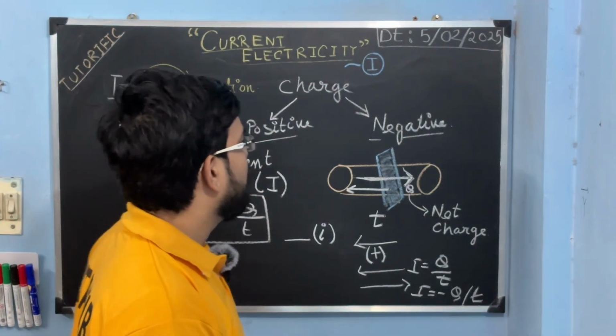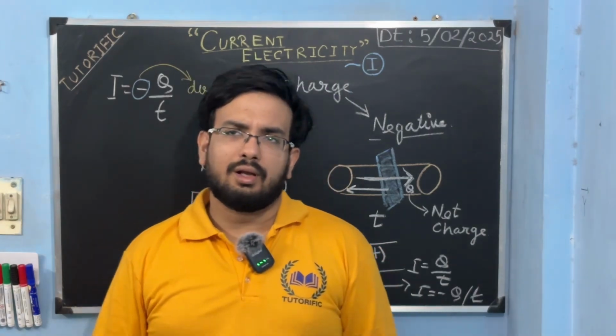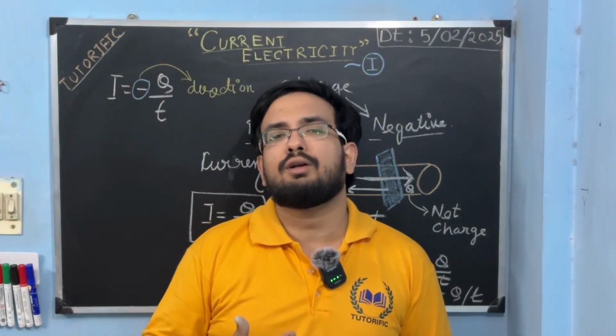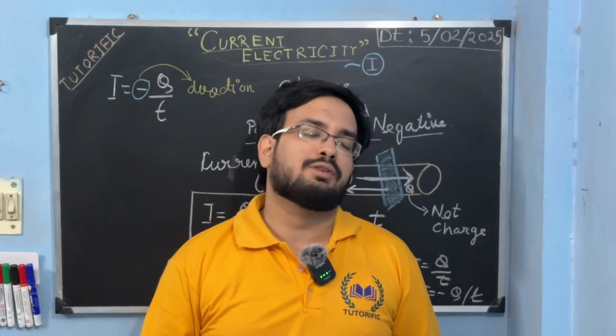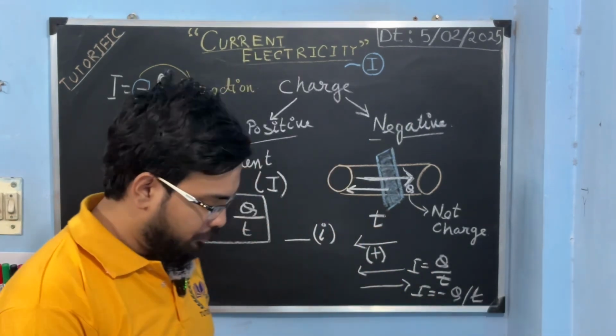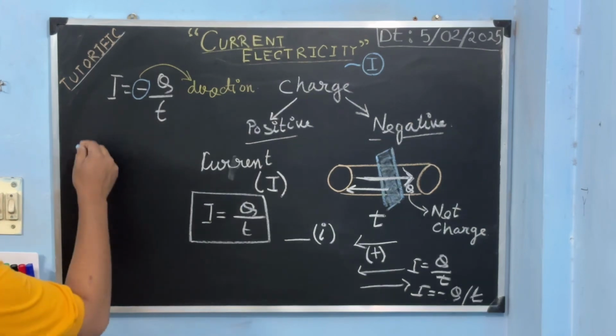Now we need to have a unit of charge. What is the unit of charge? The SI unit of charge is coulomb. Okay, the SI unit of charge is coulomb.